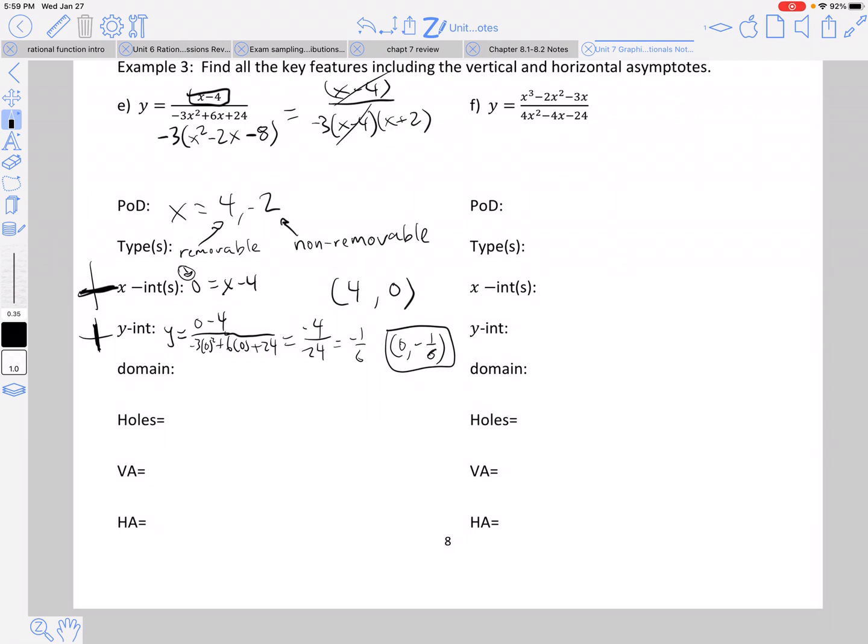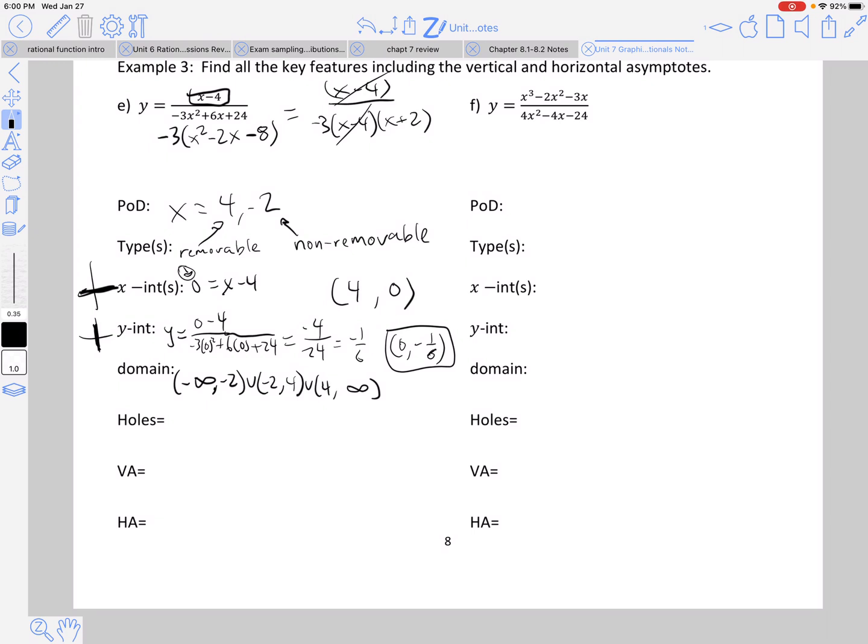Perfect. Okay, so our domain actually has lots to do with our points of discontinuity. If you remember back in 9th grade and earlier, most of our domains use all the x's in the graph, right? Our graph goes left and right forever, so domains are usually negative infinity to infinity. But we have discontinuity, right? We're not continuous. And so we have to look at our points of discontinuity, and they will disrupt this graph.